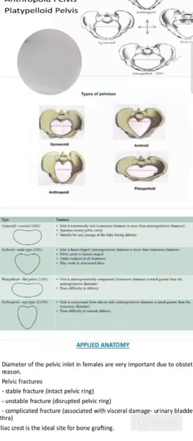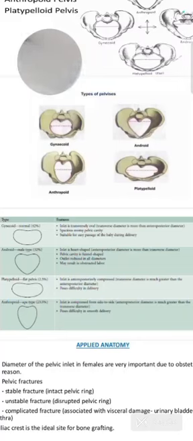And the second one is android, which is almost male type, 32%. Here the inlet looks heart-shaped. Anterior-posterior diameter is more than the transverse diameter. Pelvic cavity is funnel-shaped, and the outlet is reduced in all diameters. This may result in obstructed labor.